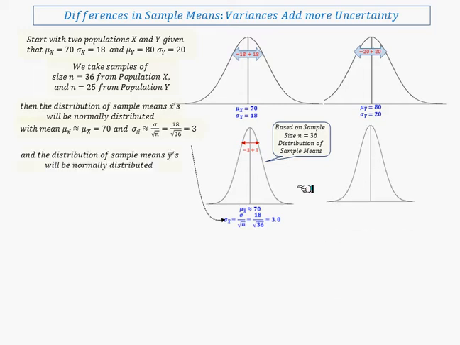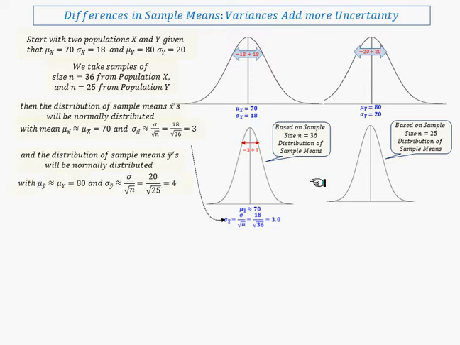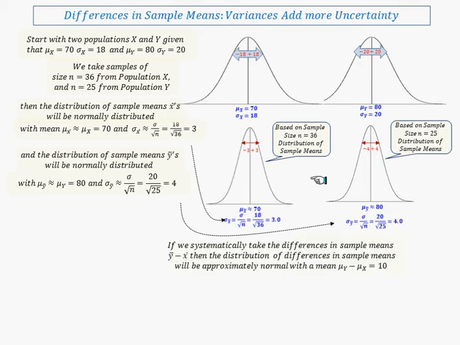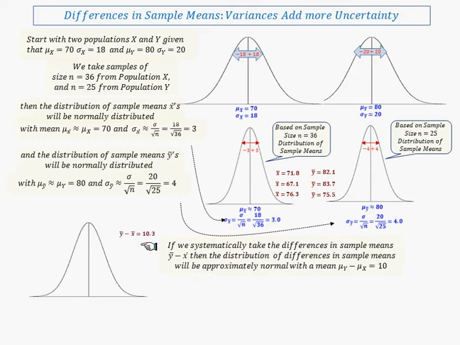Similarly with the population Y, if we undertake repeated samplings of 25, we find the sample means will cluster around 80. The standard error for Y would be 4. You see on the screen now. Now if we systematically take the difference between the Y bar and X bar, we have them coming on the screen here. If you take the differences, these differences will cluster around 10, the difference between mu Y minus mu X.